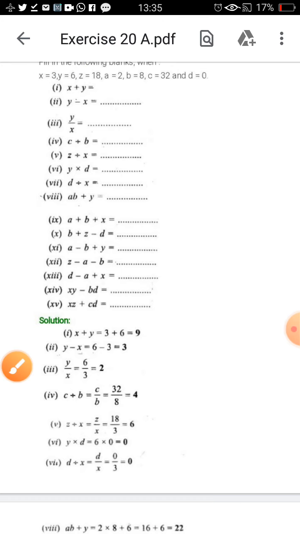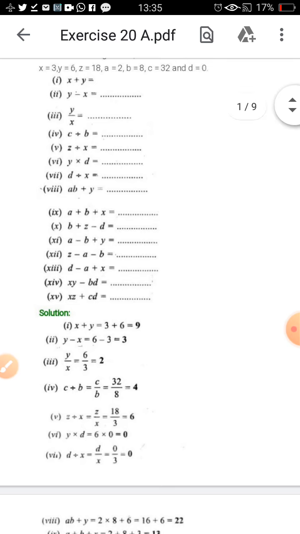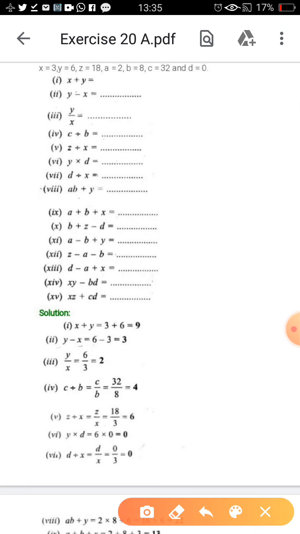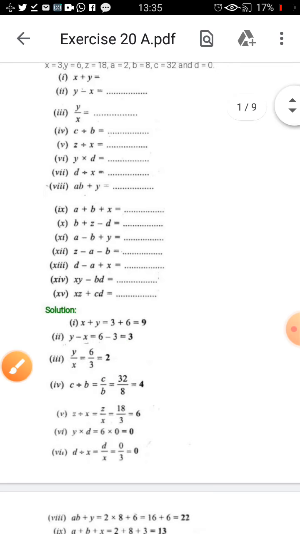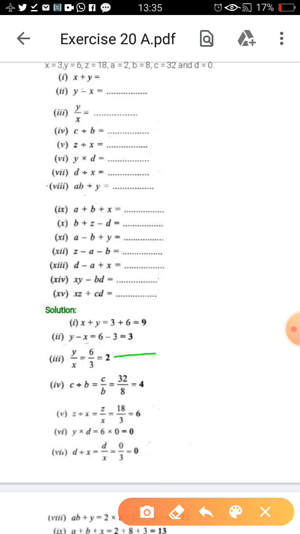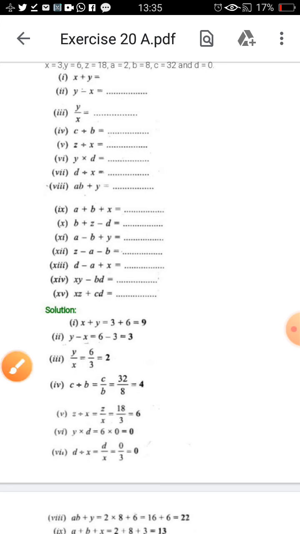What is the answer? Now see, same way in question number 3 also, y upon x. Already we know the y value, which is 6, and x value is 3. So 6 upon 3, 6 divided by 3, 3 ones are 3, 3 twos are 6. So the answer will be 2. Then see the next question.